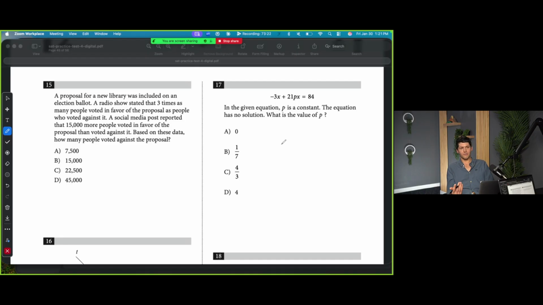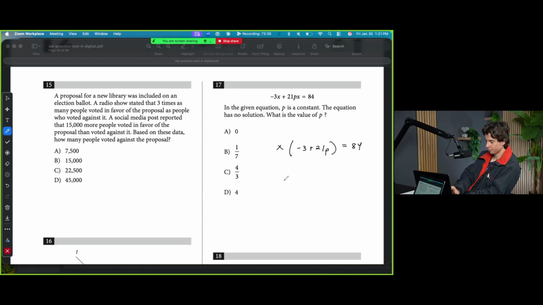Now, a good way of thinking about that is maybe factoring. We could pull an x out of both of the terms on the left, right? So that would give you what? Negative 3 plus 21P, and that's all times x equals 84, right? And now, how would you think about that? If I'm saying I've got this factor, negative 3 plus 21p times x equals 84, how would you think about using that factor? Well, you're trying to get x to be multiplied by something that's 0. Yes, so you set that factor equal to 0.